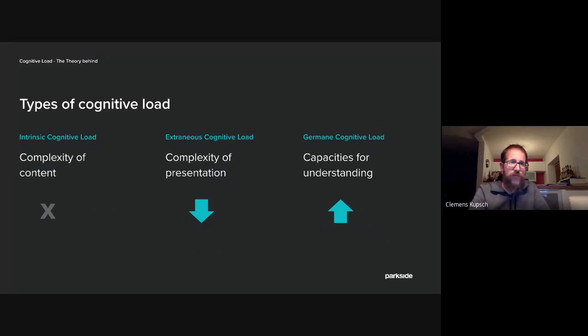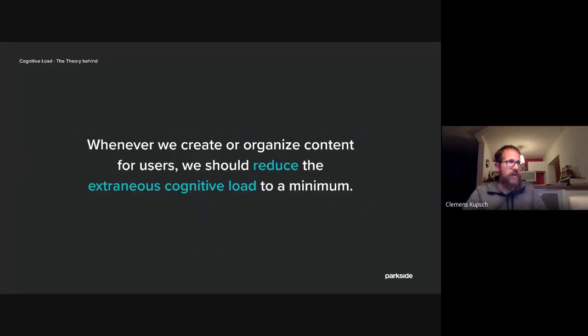But we have to reduce the extraneous load. We have to reduce the noise, the things that are not necessary to transport this information. By this, we free capacity for the germane cognitive load, the process of learning. And that leads to a very important thing. Whenever we create or organize content for a user, we should reduce the extraneous load to a minimum to free capacity for the germane cognitive load. It's more or less a fine tune or balancing out those different types of load and come up with an optimized way of presenting information.